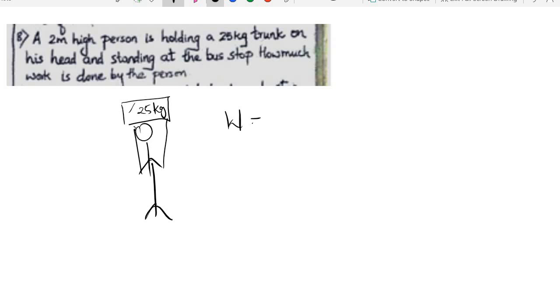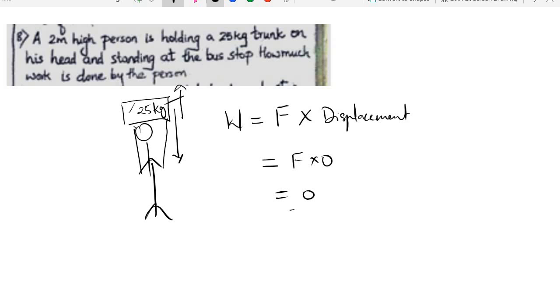We all know work is equal to force into displacement. Here, the man may be exerting a force on this particular object to keep it up in the air, but there is no displacement. It doesn't come down or go up further. So totally there is no displacement, so it is F into 0. Therefore, the work done by the person would be 0.